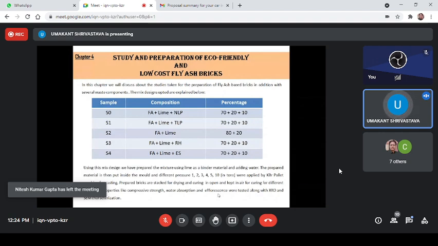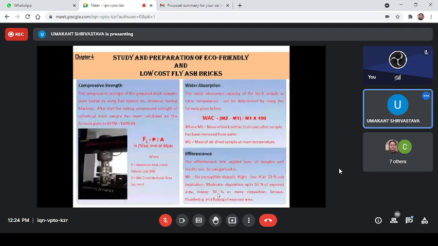The properties like compressive strength, water absorption, and efflorescence were tested along with XRD and SEM characterization. Compressive strength of the best sample is tested by a digital inclined universal testing machine, and it has been calculated with the help of the formula Fc = P/A in N/mm² or MPa, megapascal, where P is the maximum peak load and A is the net cross-sectional area in square millimeter.